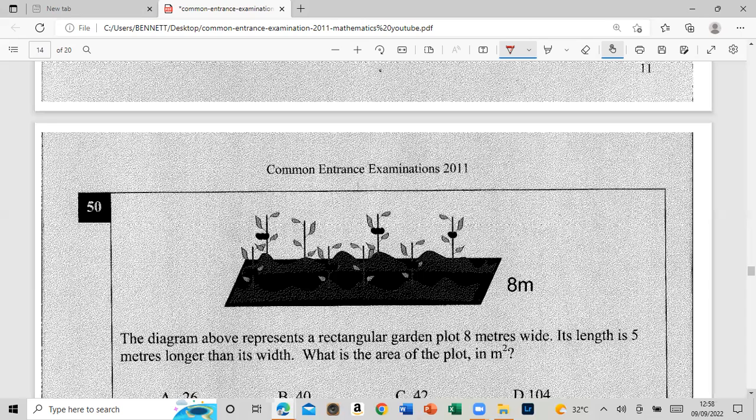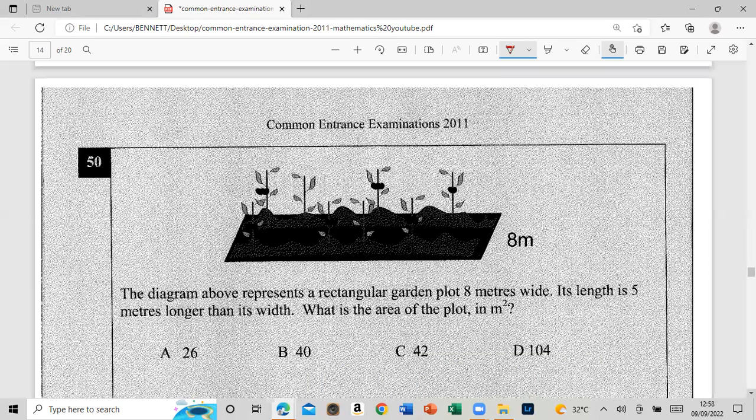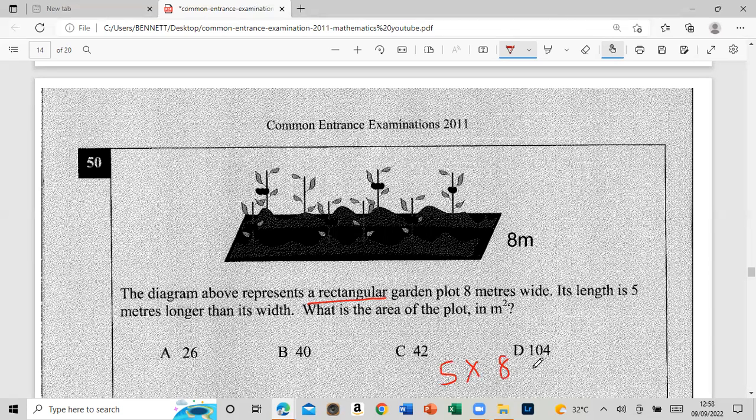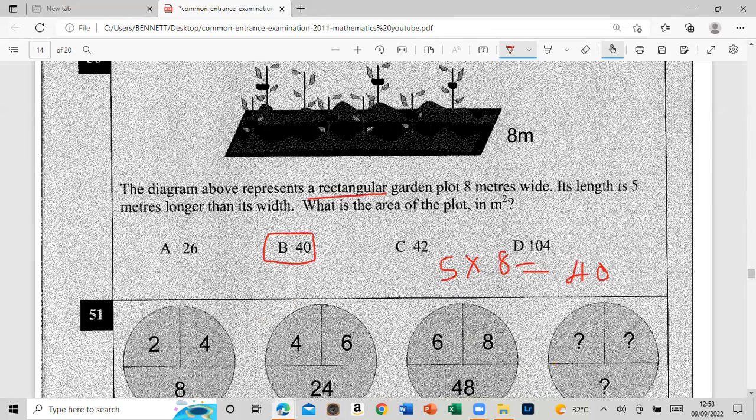Let's move on to 50. The diagram above represents a rectangular garden plot 8 meters wide. Its length is 5 meters. What is the area of the plot? So it's a rectangle, they say. They did tell us that it was rectangular. And it is 8 by 5, so 5 8s. That should give us 40. So we didn't have to look. They told us that it was a rectangle.